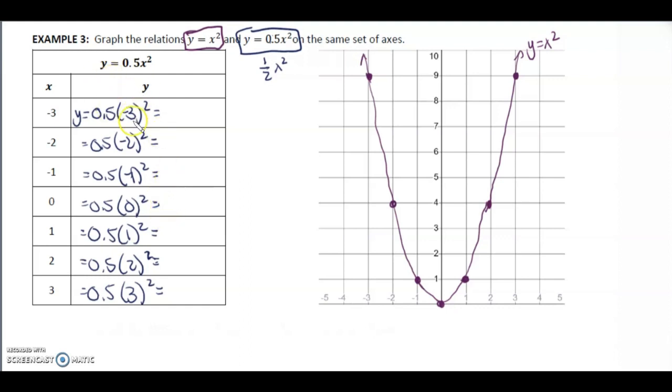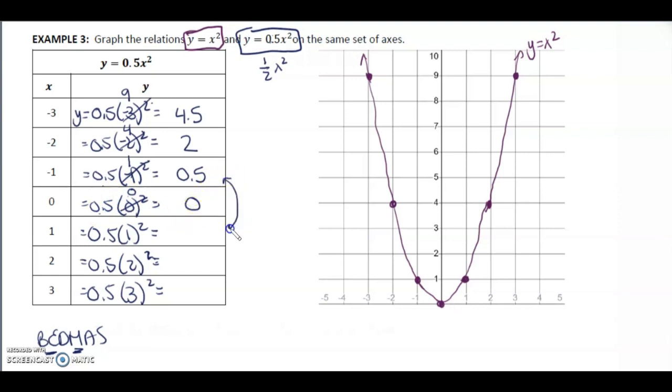Okay, so -3 squared, we have to square first because of BEDMAS. Do the exponents before we do multiplication. So -3 squared is 9, half of 9 is 4.5. -2 squared is 4, half of 4 is 2. -1 squared is 1, half of 1 is 1/2 or 0.5 if we want to do that. 0 squared is 0, 0.5 times 0 is 0.